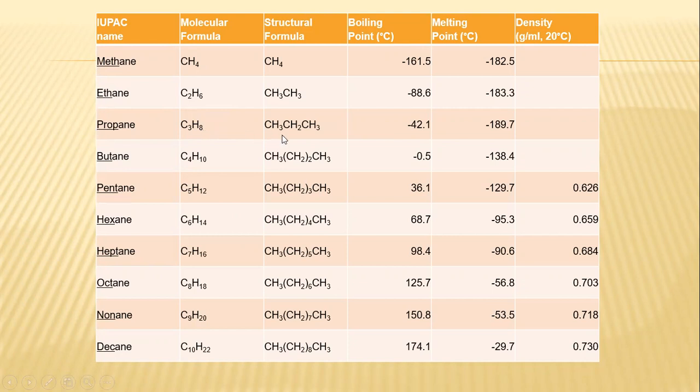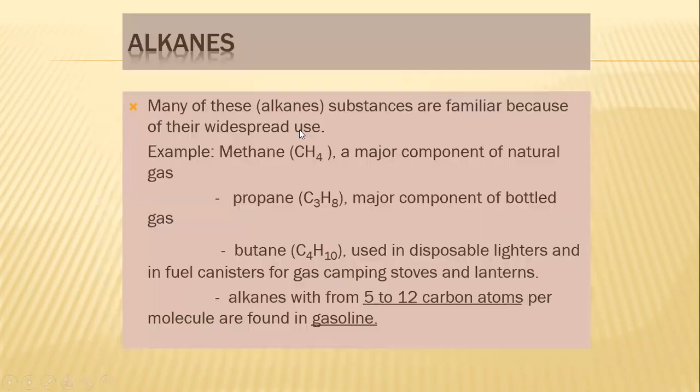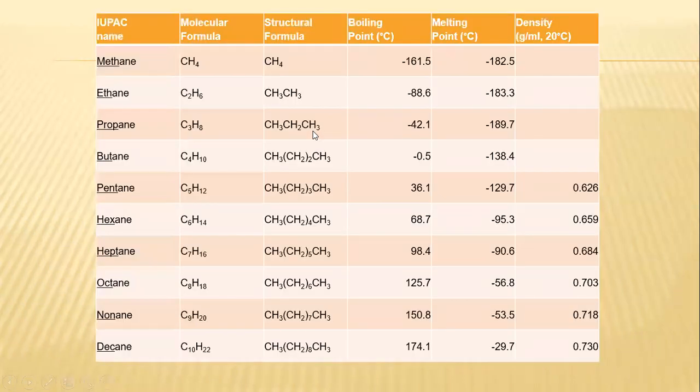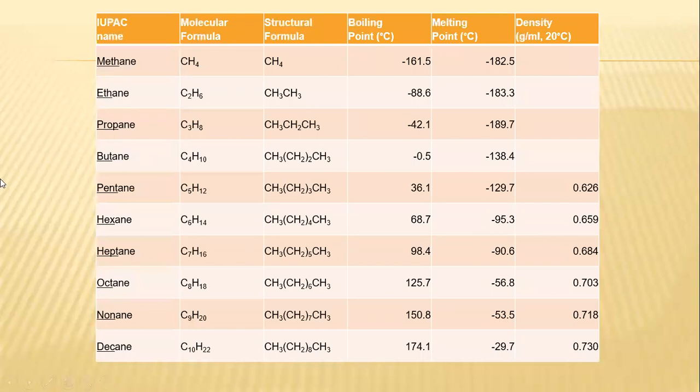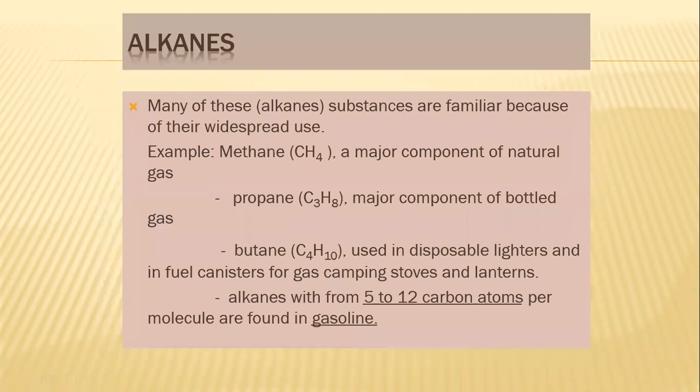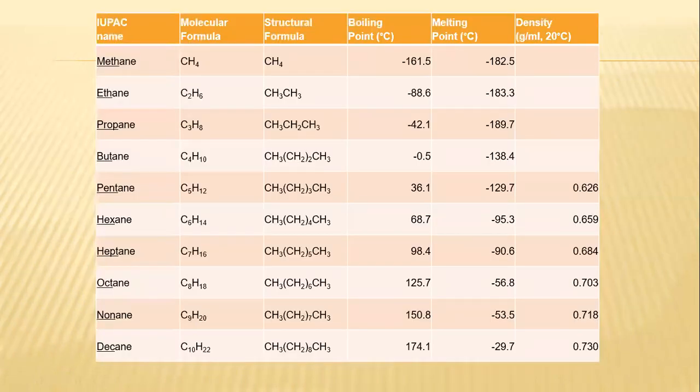Propane is C3H8, and you write the formula as CH3, CH2, CH3. Next, in butane, n is equal to 4. Substituting in CnH2n+2, you get C4H10, and the formula is CH3, CH2 twice, CH3.